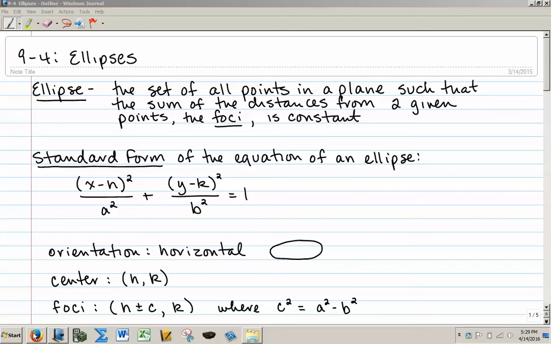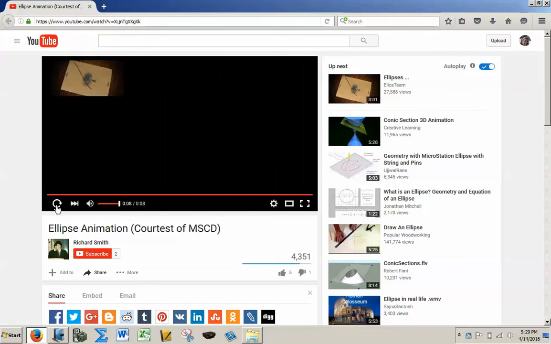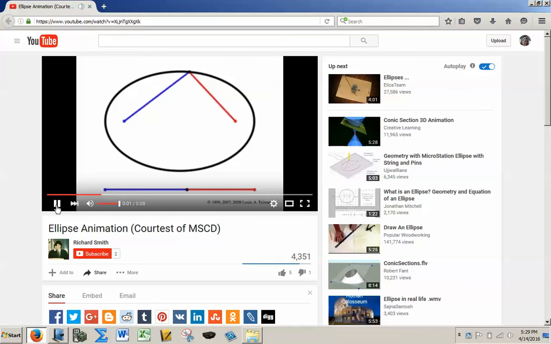Here's a little bit of a video that I found on YouTube that'll illustrate that. So you'll notice that the red line and the blue line are making their way around the ellipse, and an ellipse is just an egg shape. And the 2 points that those lines are coming from are the foci. And if you were to add up the length of the red line and the blue line, it would stay the same no matter where the line is. So that's kind of the formal definition of an ellipse.